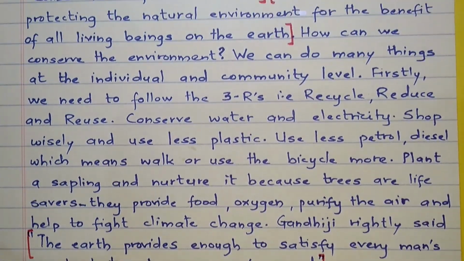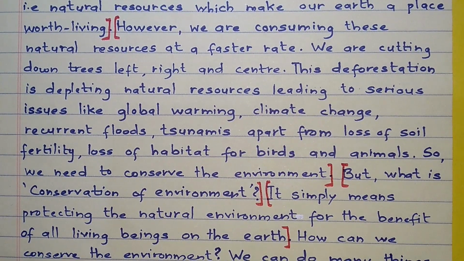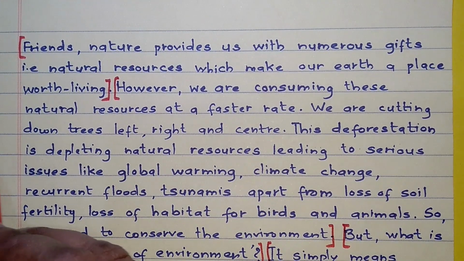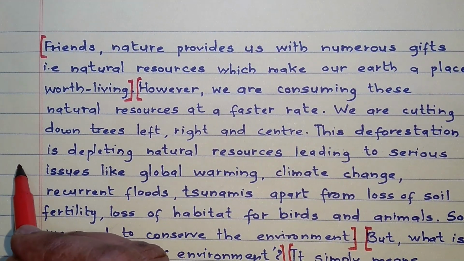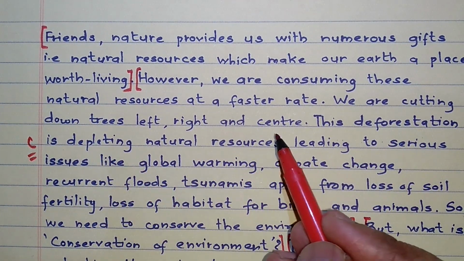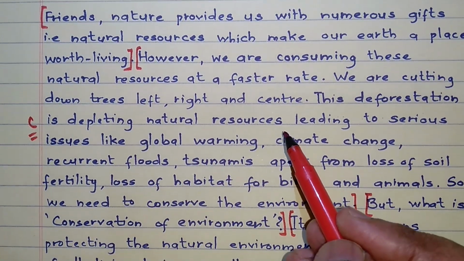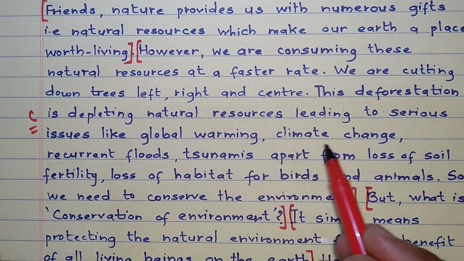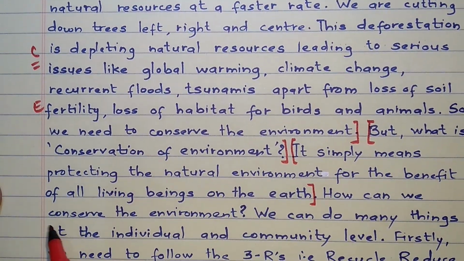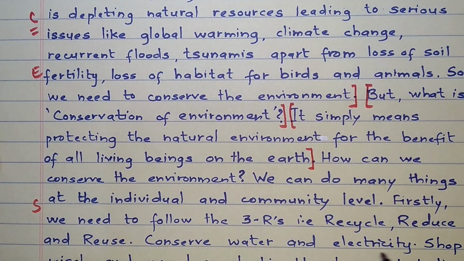Friends, have you noticed I have written the entire topic on the basis of method 1. That is, first I have mentioned the causes. Here I have mentioned the causes. Okay, when I'm talking about cutting down of trees, deforestation and so on, depleting natural resources. Then I'm talking about the effects, that is global warming, climate change, recurrent floods, tsunamis and so on. And then finally, I'm giving solutions. That is the 3 R's, conserve water, electricity and so on.